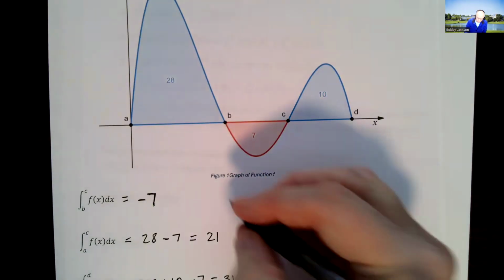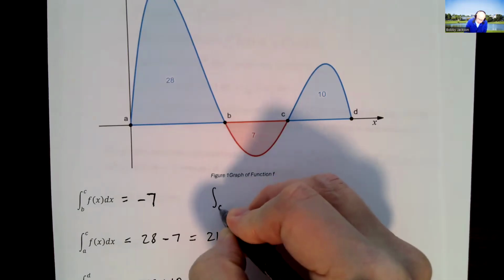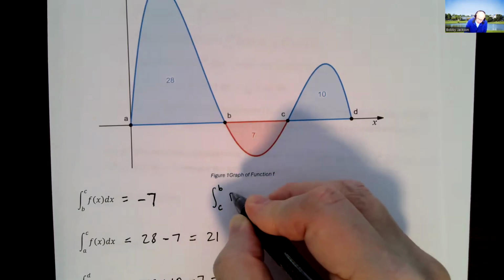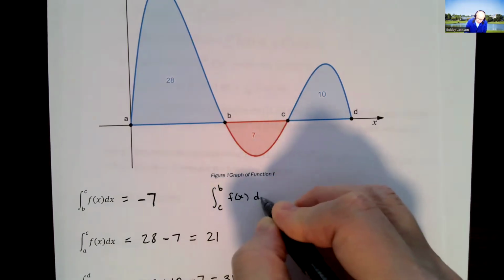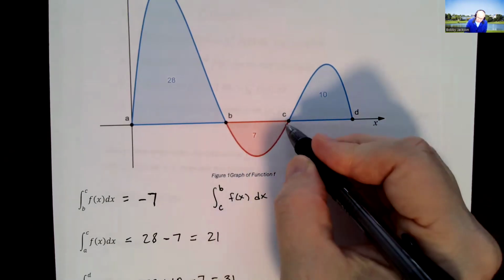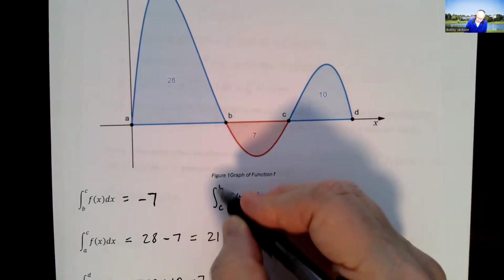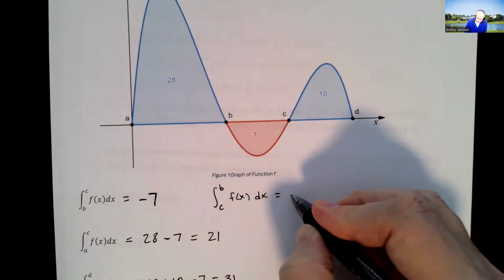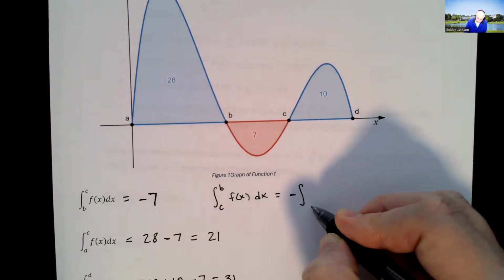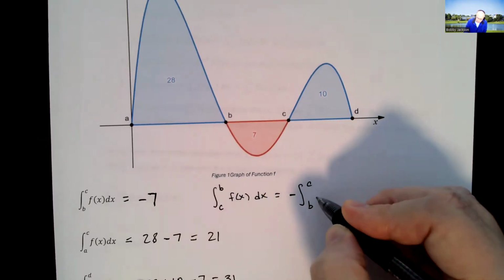For instance, what would the integral from c to b of f of x dx be? From c to b, how can we do that? All right, c to b. C is bigger than b. How does that work? Well, that's the same thing as what? Negative the integral from b to c.